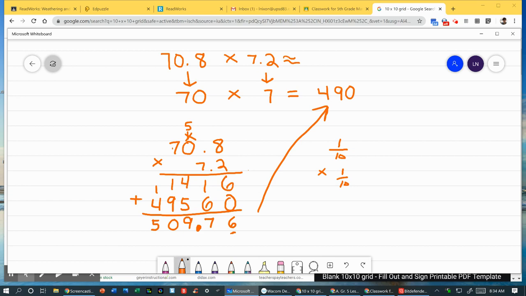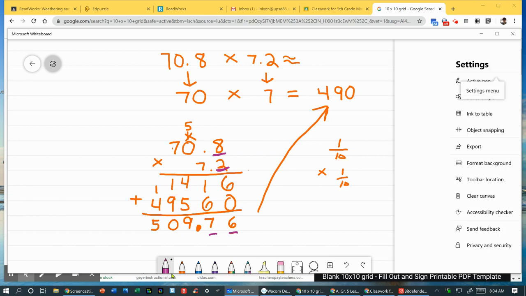All right, and then the other check. I've got 1 digit to the right of the decimal in the first factor. I've got 1 digit to the right of the decimal in the second factor. That's a total of 2 digits that should be to the right of the decimal. That looks perfect. Okay, next one.